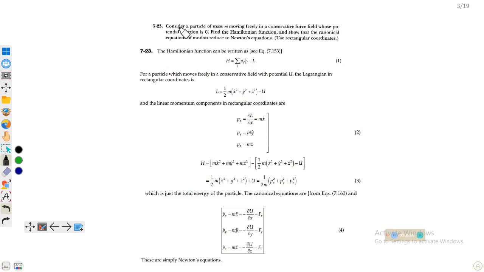In this lecture, we will discuss the solution for problem number 7.23, which says: consider a particle of mass m moving freely in a conservative force field whose potential function is U. Find the Hamiltonian function and show that the canonical equations of motion reduce to Newton's law. Use rectangular coordinates. This is the hint.